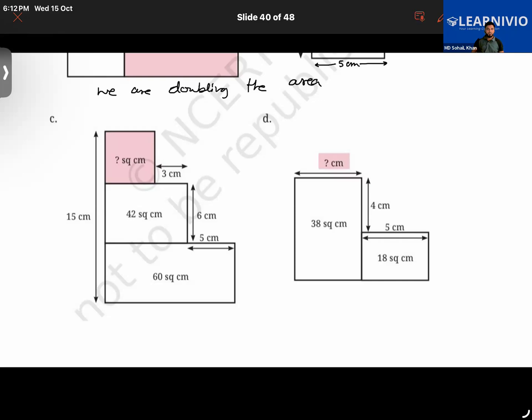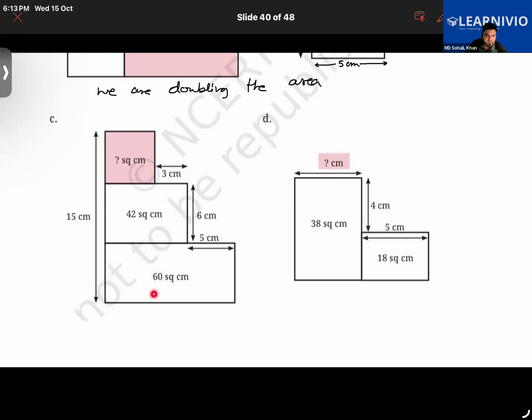15. Okay, let's solve it together then. What did you guess? Did you find out anything so far? This is 15 centimeter means what? See, this is 15.